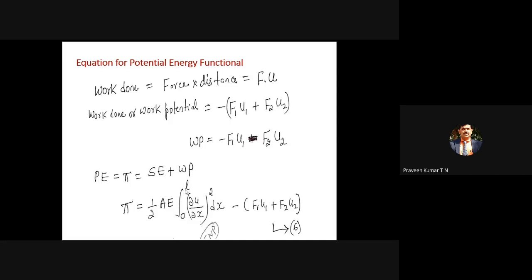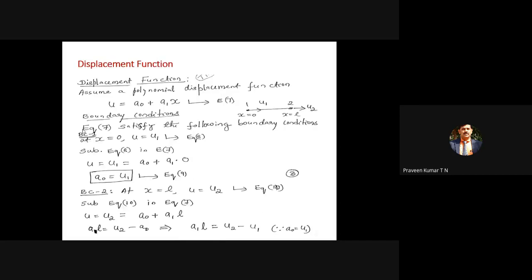So now finally you are writing the equation for the potential energy functional. One component is strain energy and one more component is work potential. We already have the equation for strain energy. One more term is the work potential. F1 U1 is nothing but the work done at node 1, and F2 U2 is the work done at node 2. That is nothing but force into distance. Node 1 is moved by distance U1, and the force is F1.